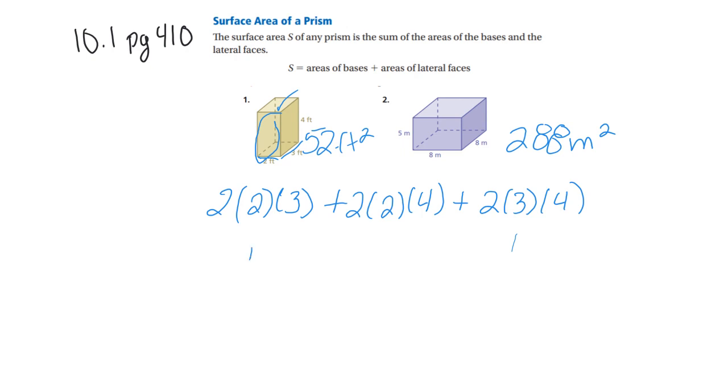So 2 times 3 is 6, times 2 is 12. 2 times 2 is 4, times 4 is 16. And 2 times 3 is 6, times 4 is 24. All right, and then you are going to add all those up, and you would end up with 52. And remember, it's area, so it's feet squared. All right, and you would have done the same thing for the next one. So now let's look at a different type of prism, and we're going to use the same formula though.